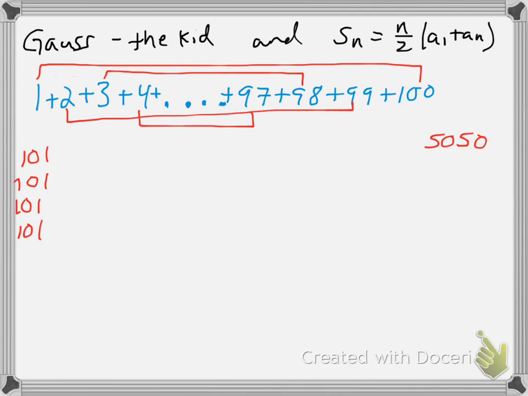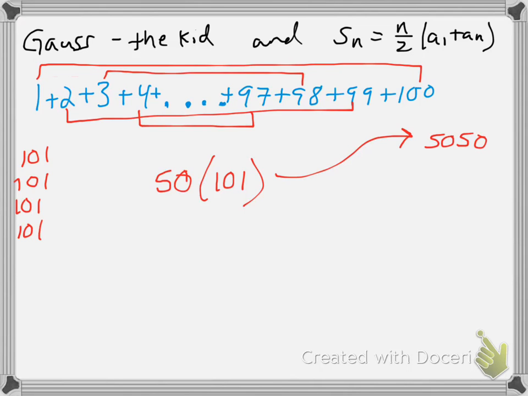So what he decided is, if there are 100 terms in my series here, I know that means there are 50 pairs of 101. Because all of these pairs add up to 101, and 50 times 101 is 5050. Now, that's pretty impressive, but that's exactly what's going on here.